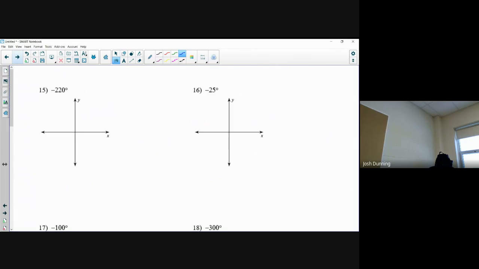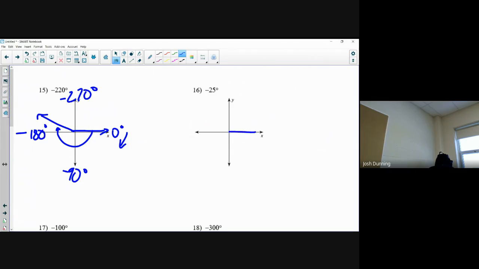Oh, negative. This is almost the same thing. It's just rotating the other way. So now I'm going to go down, I'm going to go clockwise. Negative 90. Negative 180. Negative 270. Well, negative 220 is in between negative 180 and negative 270. I forgot to draw the initial, so I just put it in. And then we're going this way.